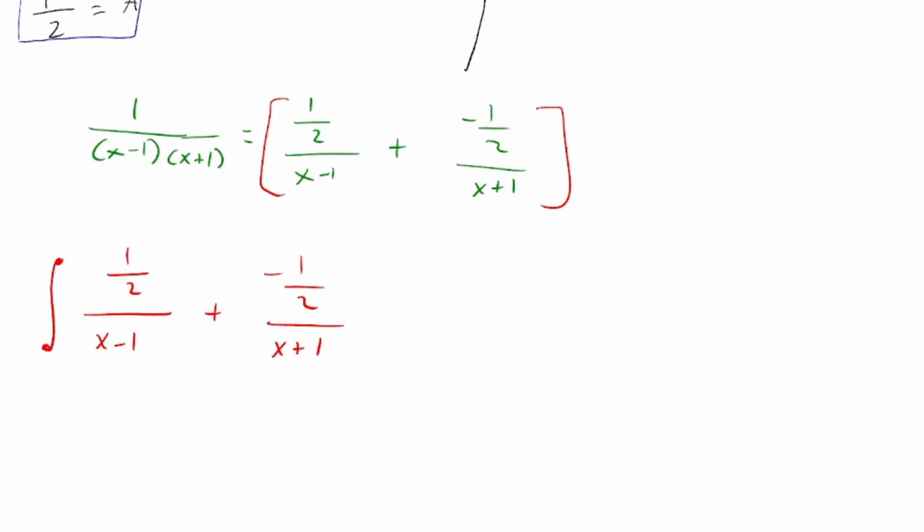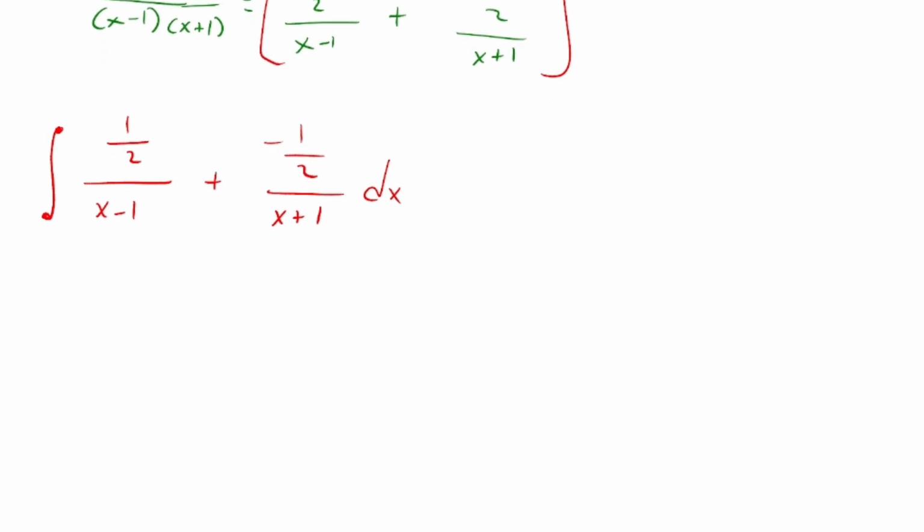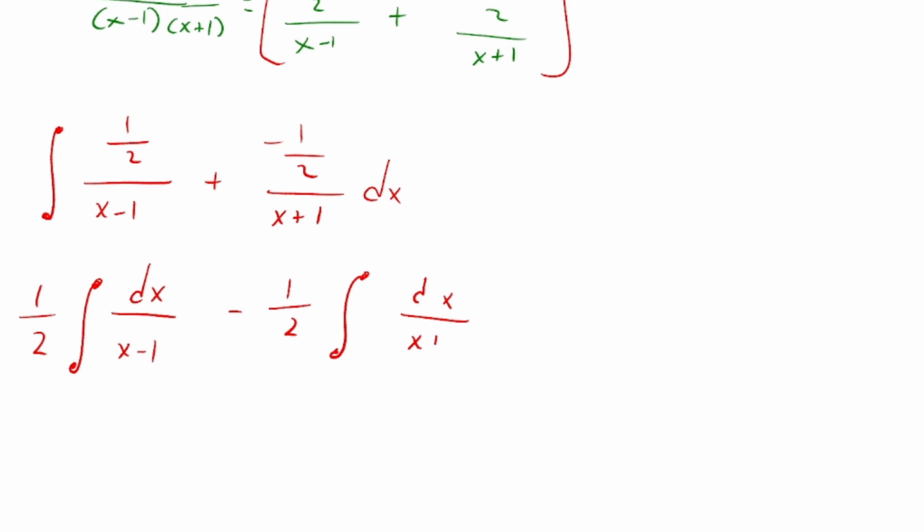The first thing is that I forgot my dx here, it's essential. We're taking the integral, so I'm going to take my half out, as simple as that. It becomes half, and we take the integral of these individually because we have a plus sign. So it's going to be half dx over x minus 1 minus half dx over x plus 1, like so.